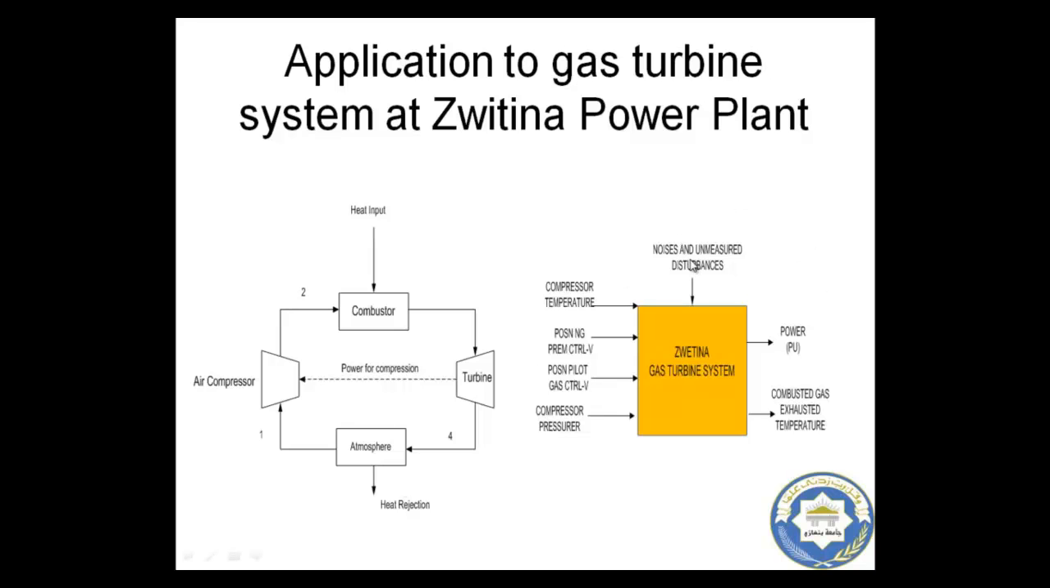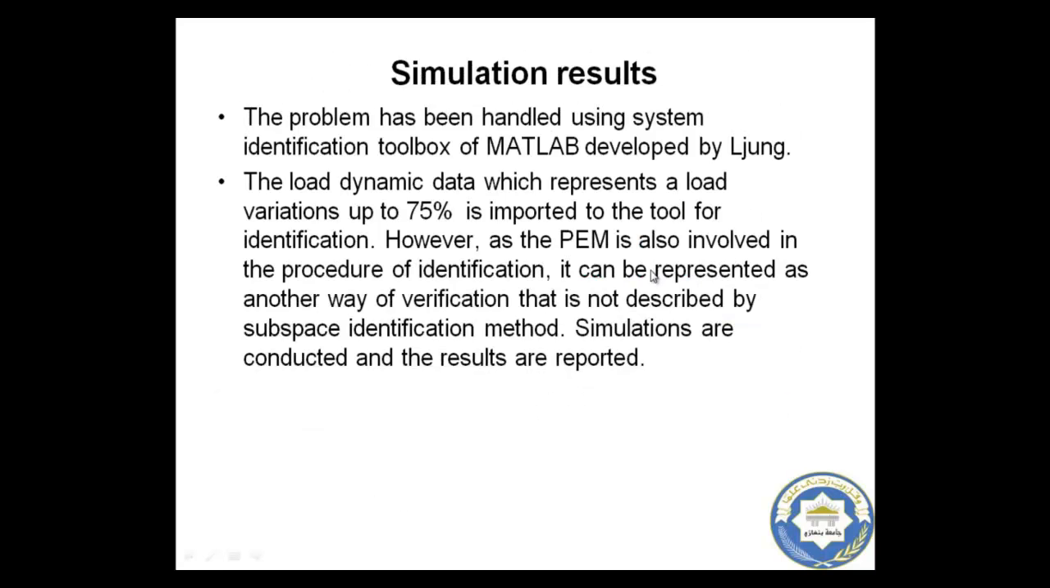As a model, we have 4 inputs and 2 outputs: compressor temperature, position of natural gas, position of pilot gas, and compressor pressure. And the outputs are the power in per unit and the combusted gas exhaust temperature. There are always inputs which are beyond our knowledge and control. These are considered as noises and unmeasured disturbances. The problem has been handled using the system identification toolbox developed by MathWorks.